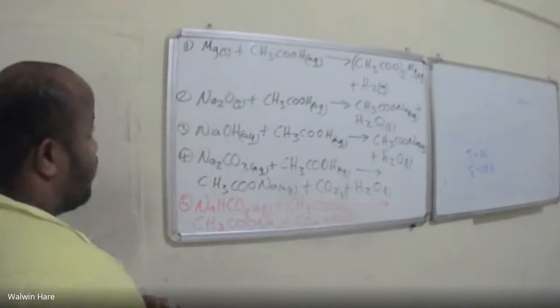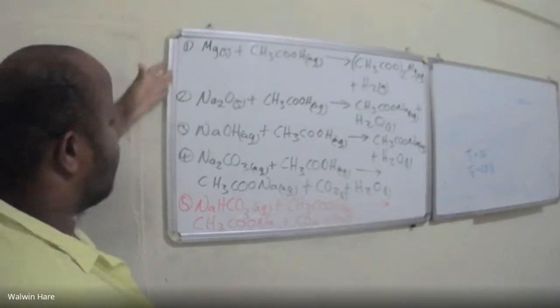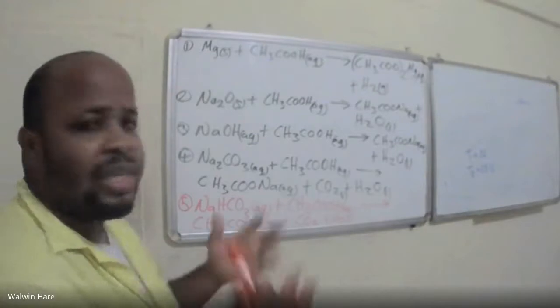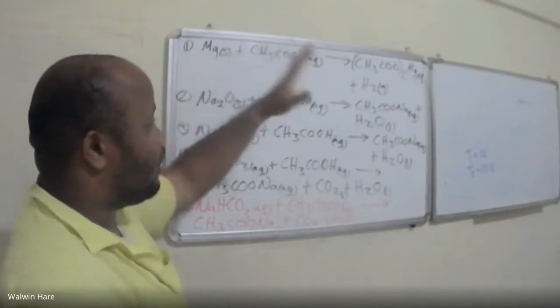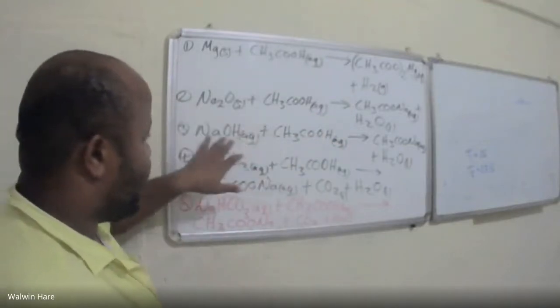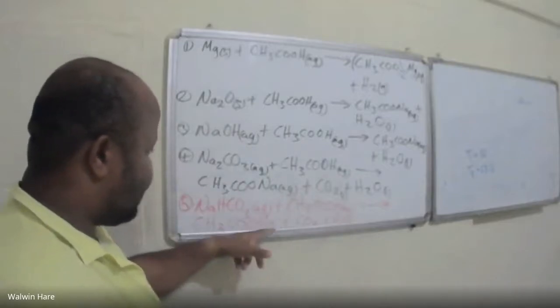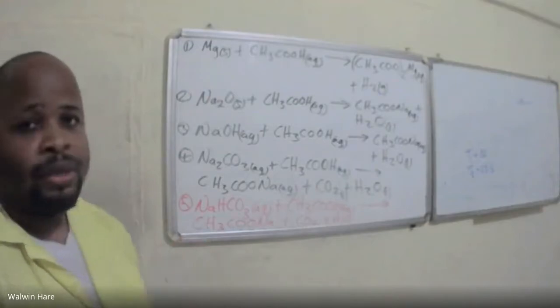Alright. So apart from esterification, these are the reactions of carboxylic acid that you must remember. And acids in general. So when acids and metal react, salt and hydrogen gas. The metal oxide or the hydroxide, salt and water. Carbonate and hydrogen carbonate, salt, carbon dioxide, and water.